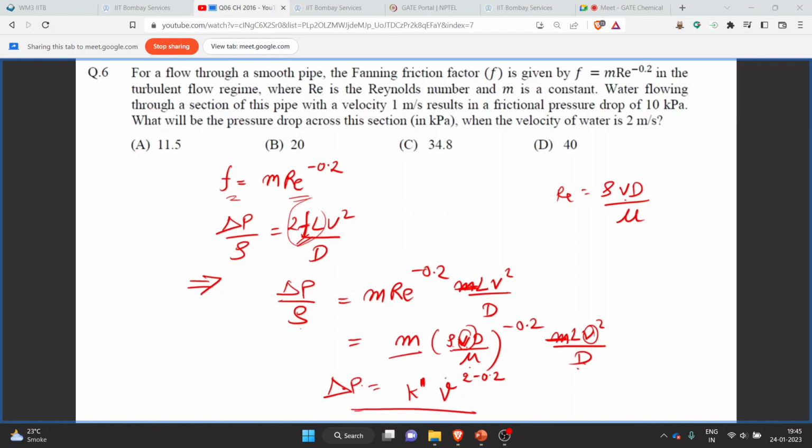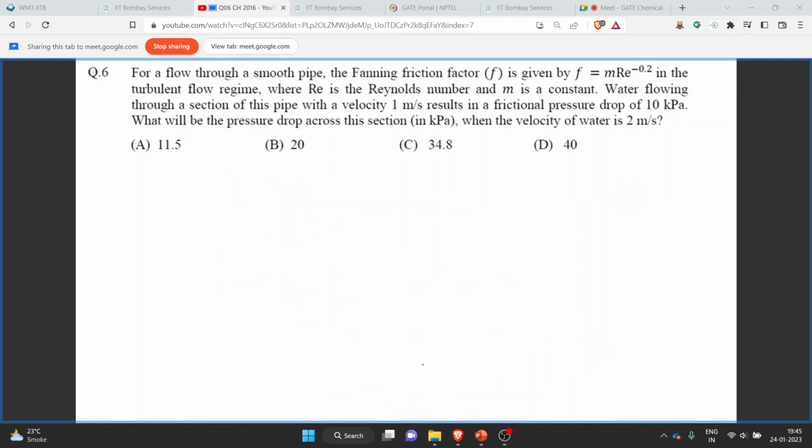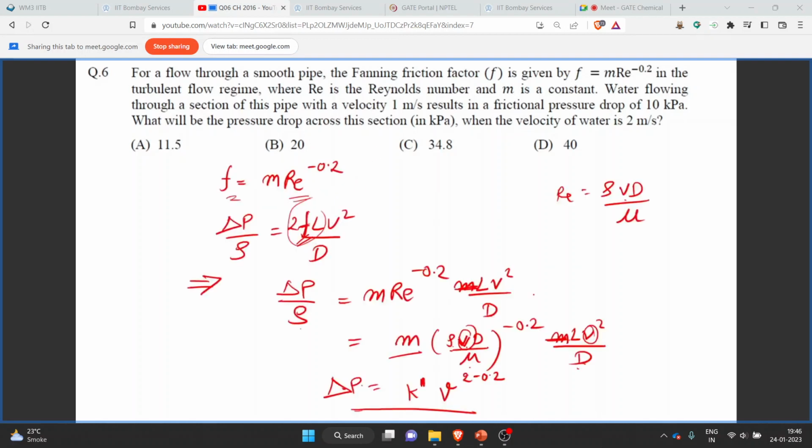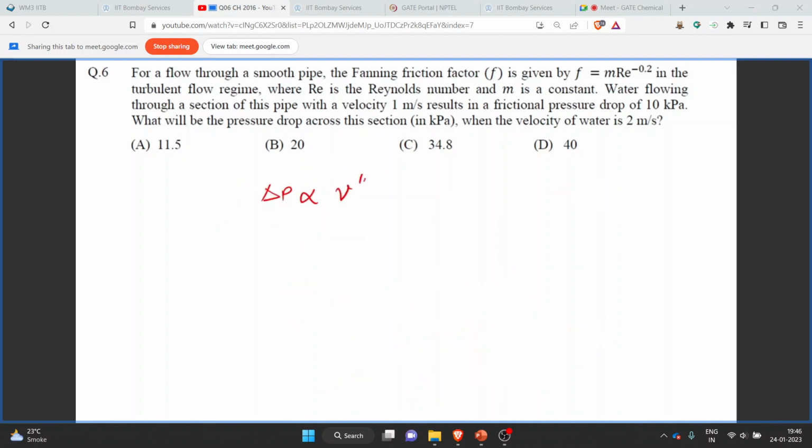This density will also remain constant, so that is also included in this arbitrary constant k dash. So we can write that pressure drop is proportional to velocity, that is average velocity, raised to 2 minus 0.2, which is 1.8. Now we can use this equation to find the pressure drop at a velocity of 2 meter per second.